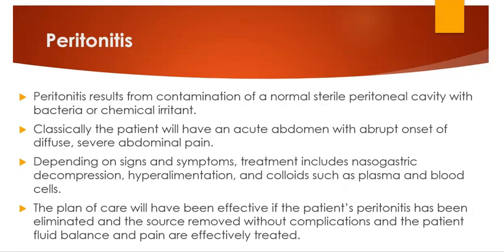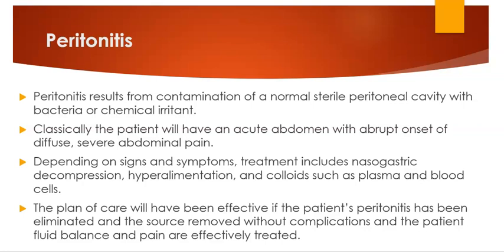The next one is called peritonitis. It's all part of the same thing. Peritonitis is just when you get contamination of that peritoneal cavity. It becomes dirty. It gets bacteria or chemical irritant. If you have a ruptured appendix, it could cause a peritonitis. Just acute abdominal pain that's an abrupt onset because it just happens very quickly.